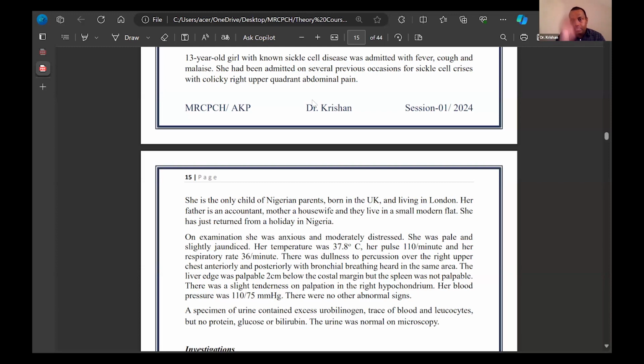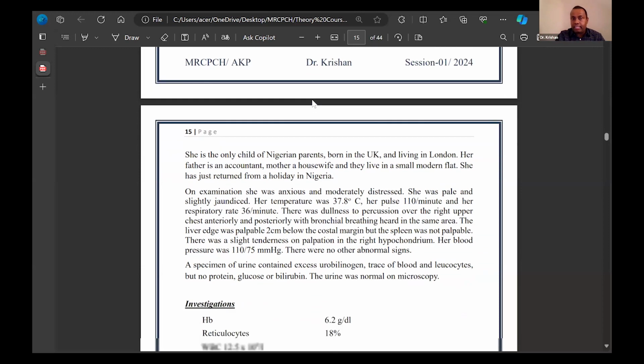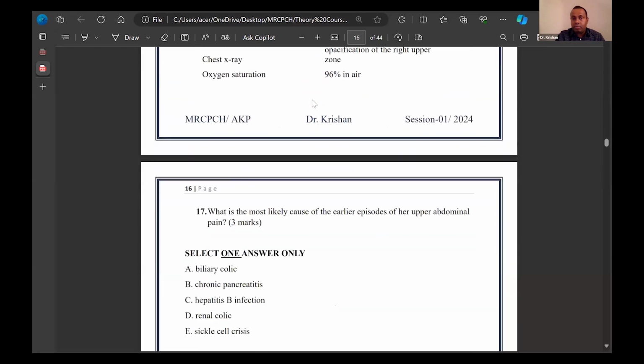A 13-year-old girl with sickle cell disease was admitted with fever, cough, and malaise. It's the same question, right? I'm not going to repeat, but what is asked here is different. What is the most likely cause for her upper abdominal pain?